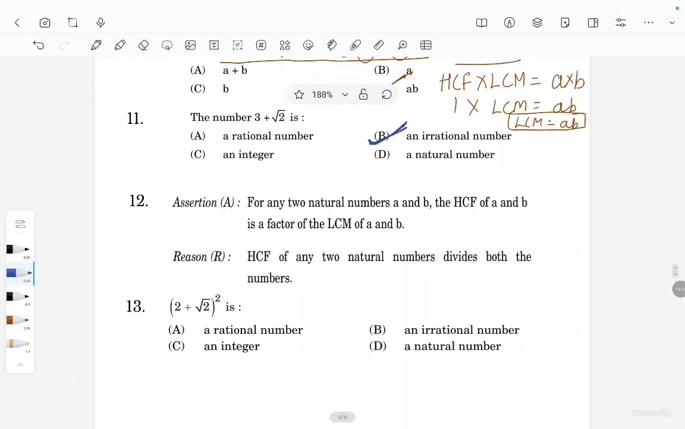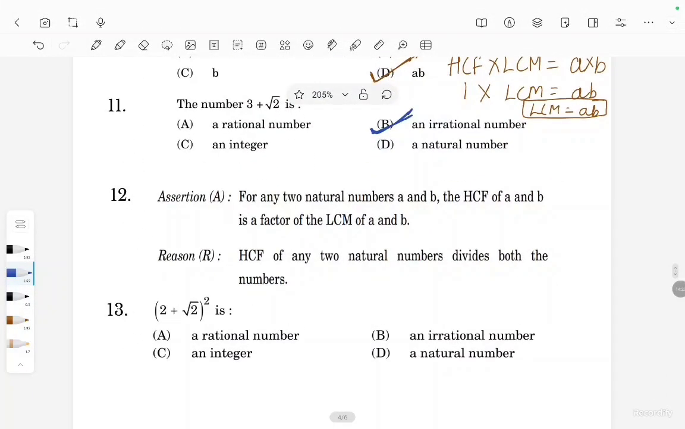12th one. For any two natural numbers A and B, the HCF of A and B is a factor of LCM of A and B. Definitely it's correct. HCF of any two natural numbers divides both numbers. Yes, absolutely correct. You can take any two numbers as an example and prove that both the statements are correct. Both A and R are true and R is the correct explanation of A.